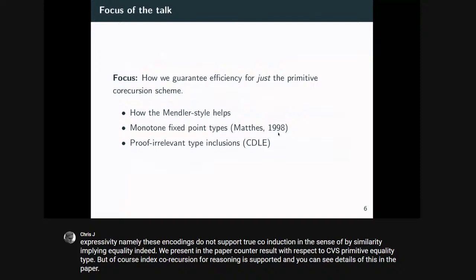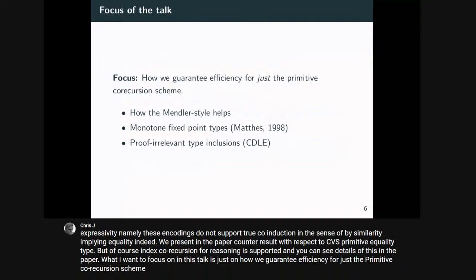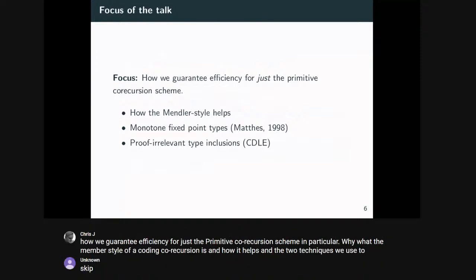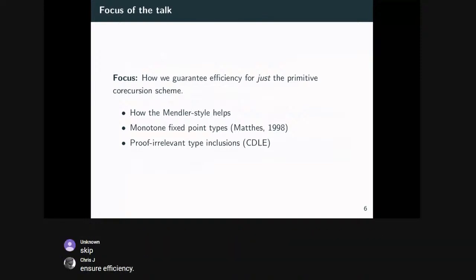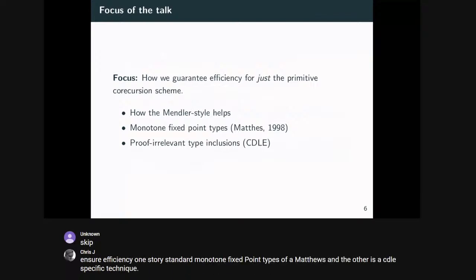What I want to focus on in this talk is just how we guarantee efficiency for just the primitive co-recursion scheme. In particular, what the Mendler style of coding co-recursion is and how it helps, and the two techniques we use to ensure efficiency. One, fairly standard monotone fixed point types a la Mendler, and the other is a CDLE specific technique, proof irrelevant type inclusions.